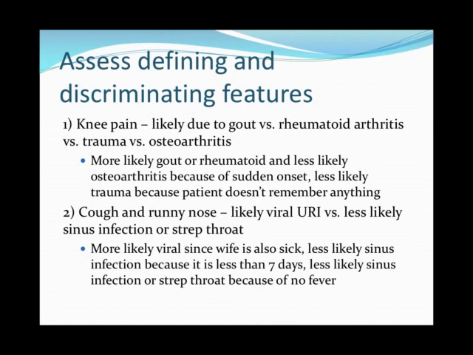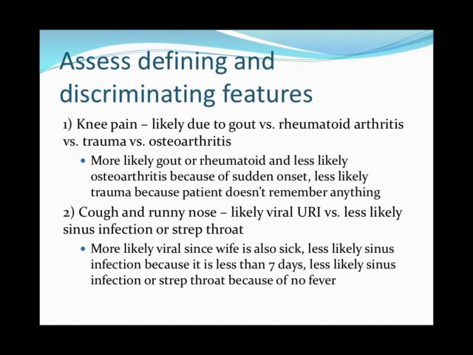I like to do this actually in writing and encourage my residents to do this in writing at the beginning. Okay, number one problem, knee pain. It's likely due to gout versus rheumatoid arthritis versus trauma versus osteoarthritis. But if I'm going to just verbally process this, it's more likely gout or rheumatoid arthritis and less likely osteoarthritis because of its sudden onset. And it's less likely trauma because the patient doesn't remember anything.